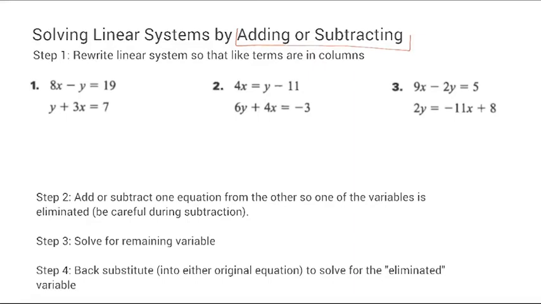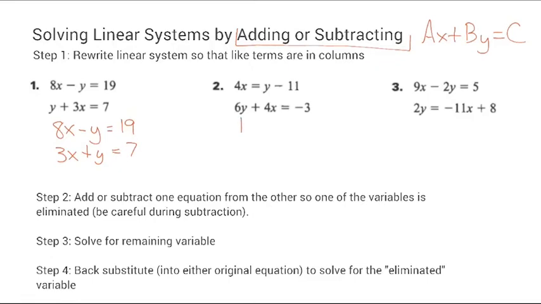I always like to write them in standard form. I like to write them so they're in the form of ax plus by equals c. So that's what I'm going to do for all six of these equations. I'm just going to write them in that form. So the top one is 8x minus y is 19. The second one I can rewrite as 3x plus y equals 7. Again, all I'm doing is rearranging these so the x's are above the x's, the y's are above the y's, and the constants are above the constants.